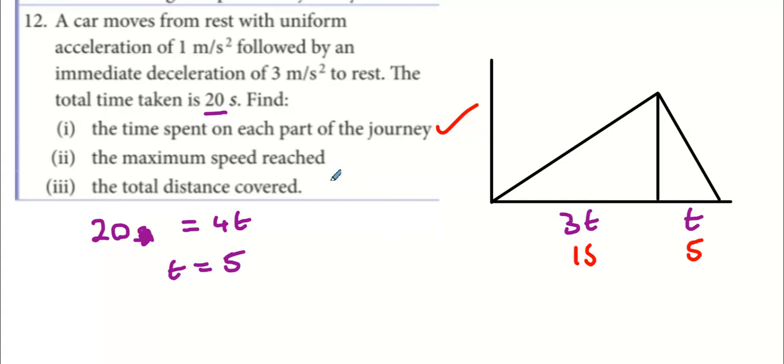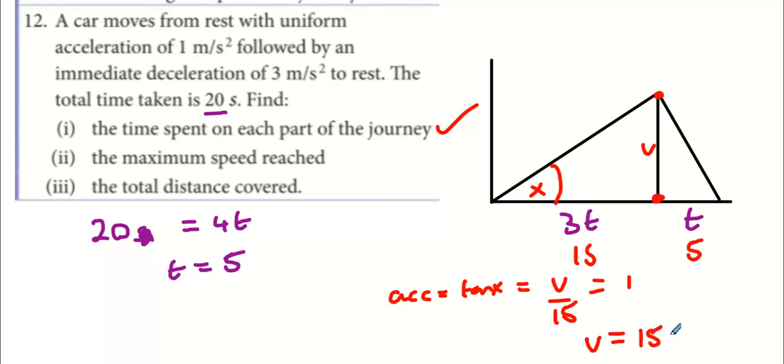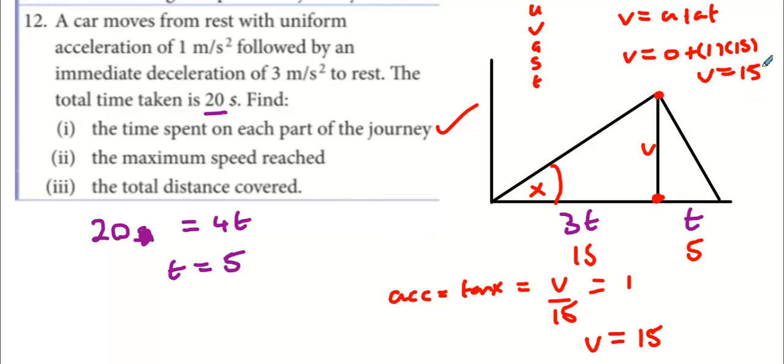Done that. Maximum speed reached. We know the base is 15. You can do it two ways, all right? The first way you could do it is you could say acceleration equals tan x, which is v over 15. And v over 15 equals 1. This implies that v equals 15. Second way you could have done it was suvat. And you could have just done v equals u plus at. And you would have got v equals 0 plus 1 times 15, which is 15. Your choice. You can use tan x or suvat. Either way, it's 15, okay?